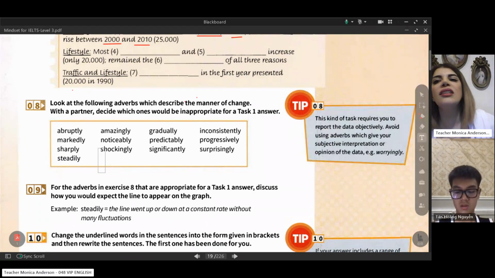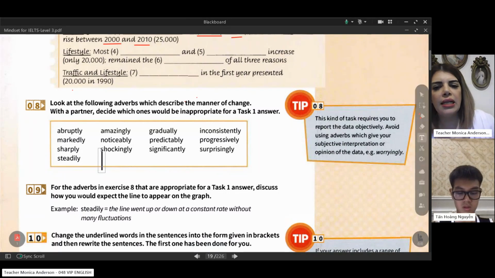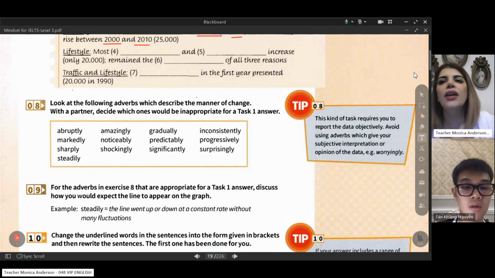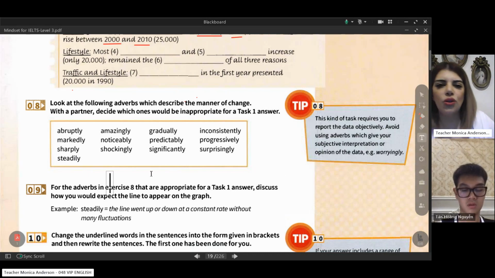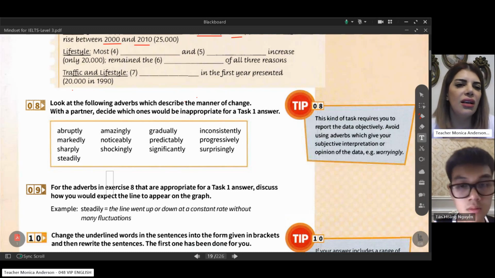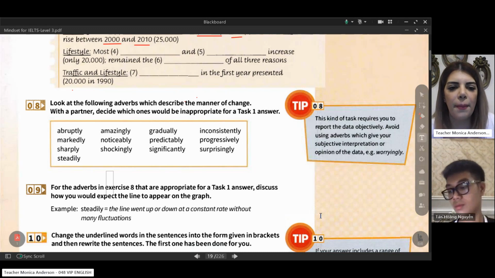Abruptly means suddenly, you can use it. Markedly, you can use it instead of noticeably. And inconsistently, as I told you, is the negative of consistently. So, except predictably, surprisingly, amazingly, and shockingly, you can use the rest.